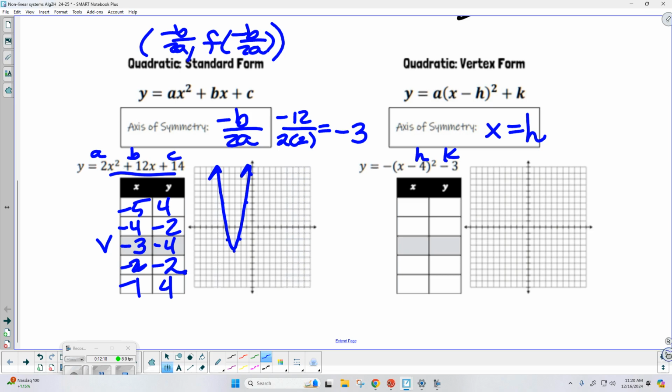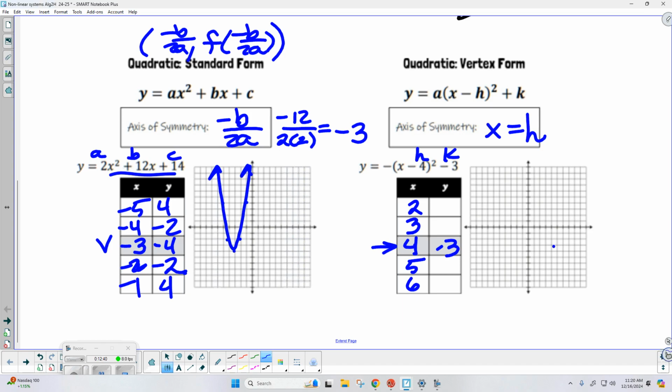So the vertex should be at a positive 4, negative 3. So 1, 2, 3, 4. There's the vertex right there. Okay. All right. And then we can go ahead and plug in some other values. 2, 3, and then we got 5, 6. We're just going off the x value that I have here.